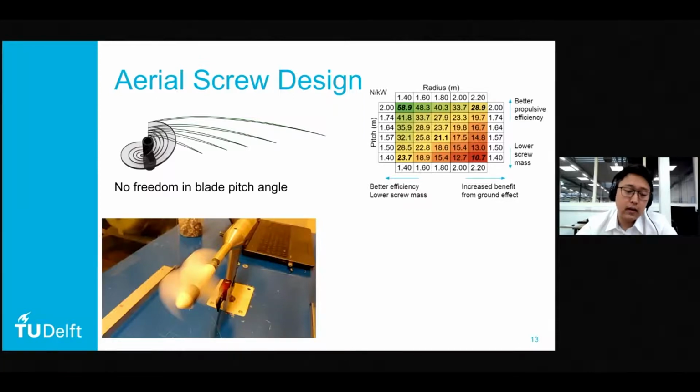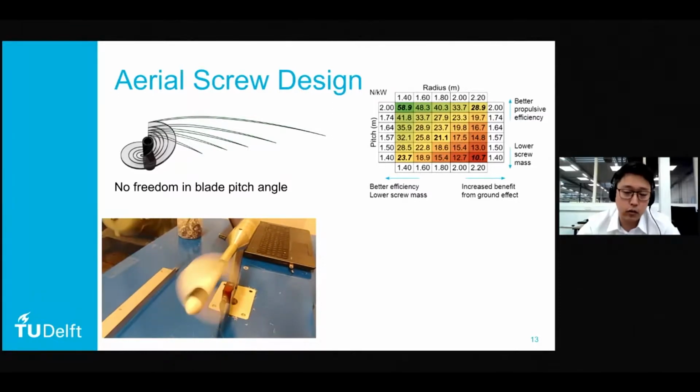We 3D printed and tested these rotors with and without a duct. And we put them on a propeller test bed, and we did some calculations and verification of our calculations with an actual prototype.